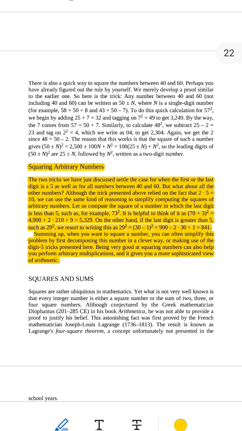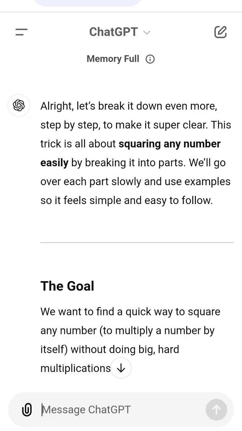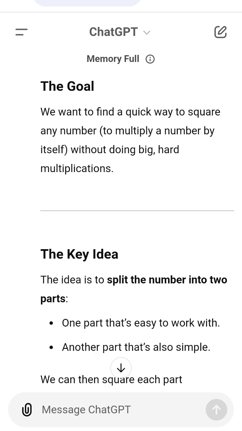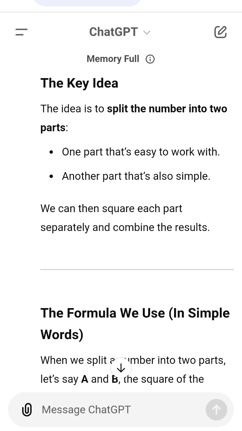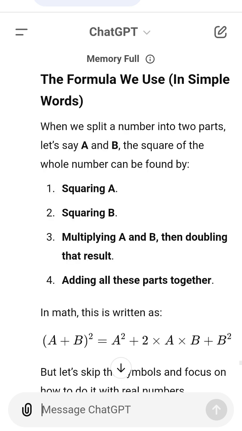Step 3, multiply A and B, then double it. Multiply 30 and minus 1, equals minus 30. Double that result: minus 30 times 2 equals minus 60. Step 4, add everything up. Now we add up all the pieces we got: 900 from squaring 30, minus 60 from doubling 30 times minus 1, and 1 from minus 1 squared. So 900 minus 60 plus 1 equals 841. That means 29 squared is 841.